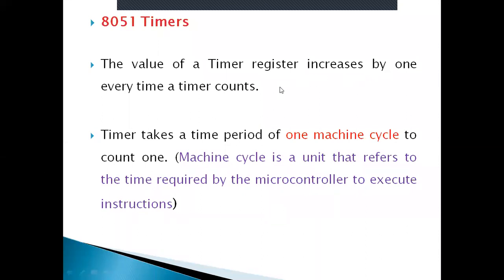The value of 8051 timer registers increases by 1 every time a timer counts. Timer takes a time period of one machine cycle to count one. And what is a machine cycle? Machine cycle is a unit that refers to the time required by the microcontroller to execute instructions.